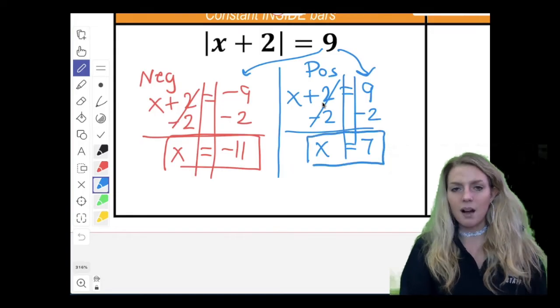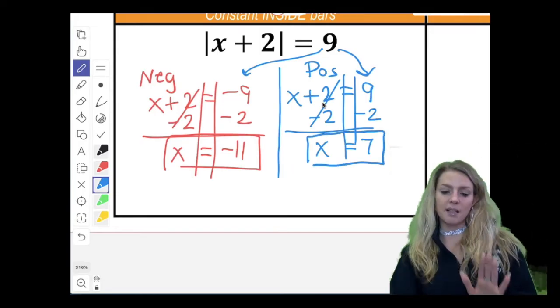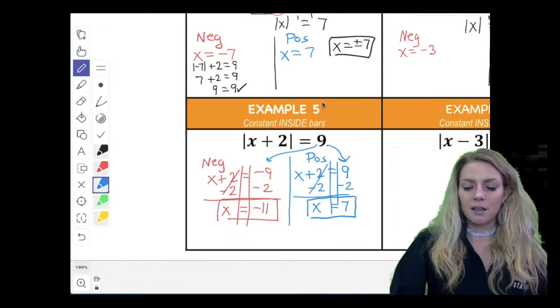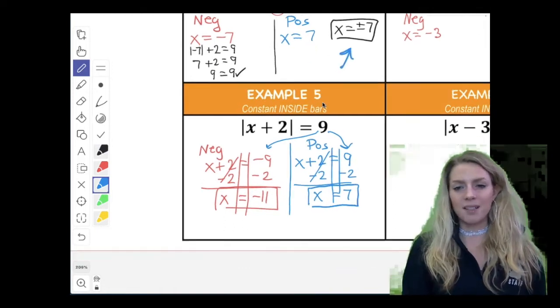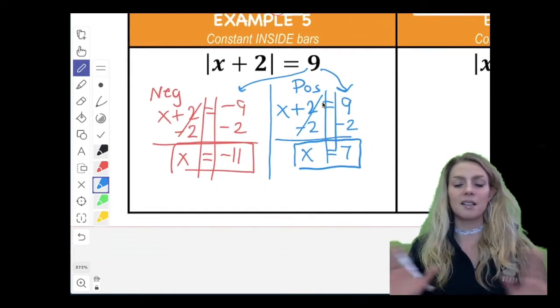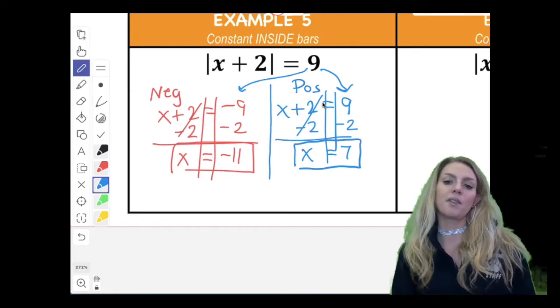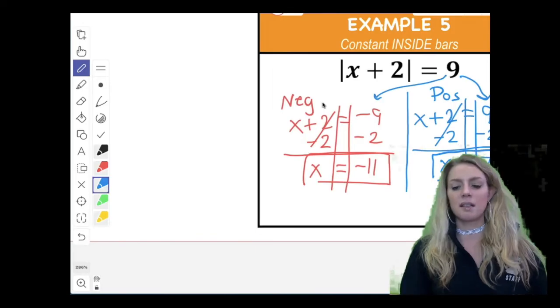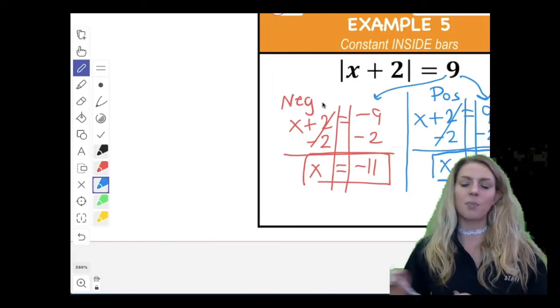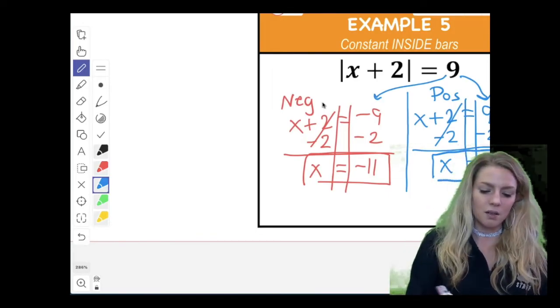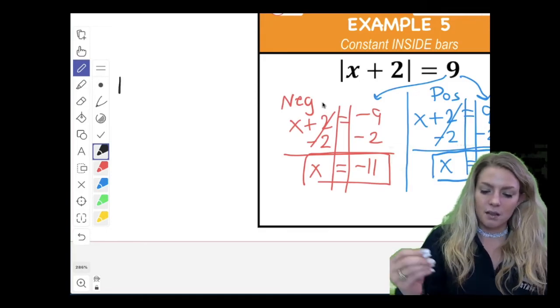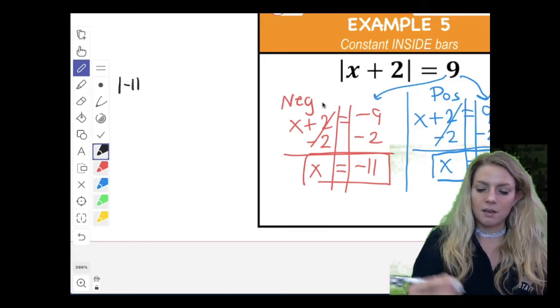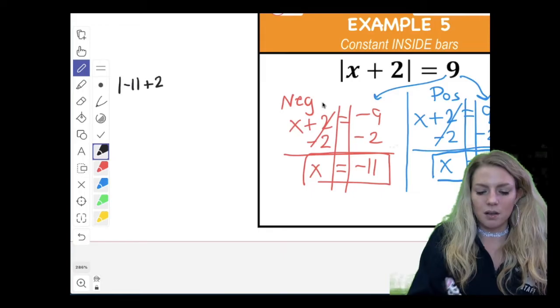So the reason why I didn't like to put plus or minus like we did here is because these aren't plus or minus answers. They're completely different answers. We've got negative 11 and we've got positive 7. So I want to go ahead and check these just so you can see that both solutions do work. So I'm going to write negative 11 plus 2 all in bars.